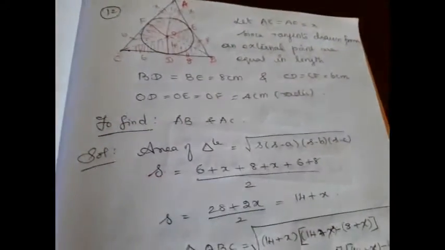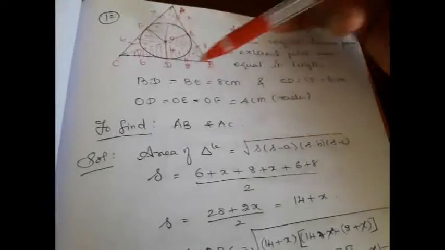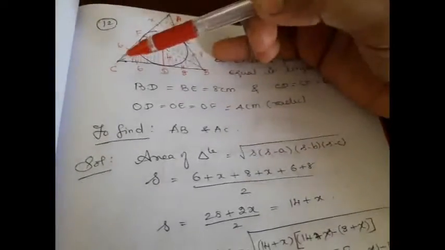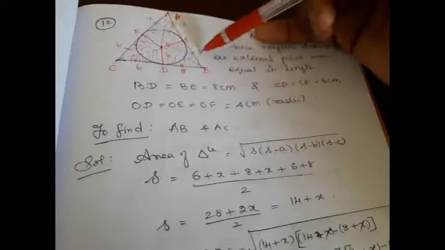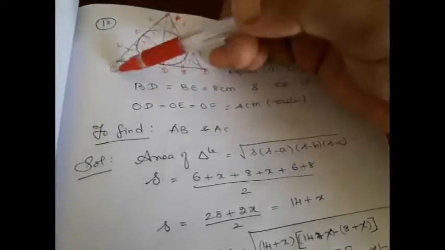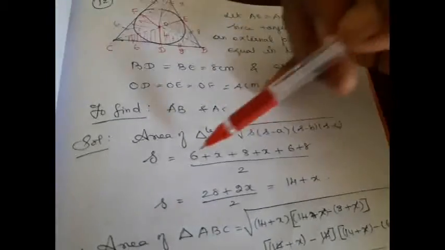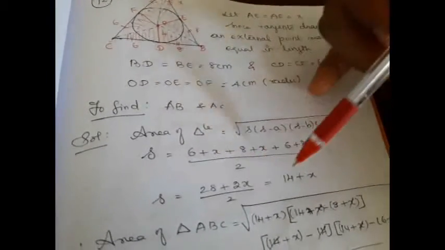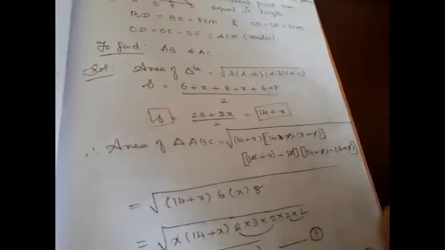S is the semi-perimeter, so we have to add all the sides and divide by 2. AB is going to be 8 plus X, and AC is going to be 6 plus X, and BC is going to be 6 plus 8. Divided by 2, we got 14 plus X as our S. S is semi-perimeter, right? 14 plus X. Now let us substitute in the area formula slowly and carefully to avoid mistakes.